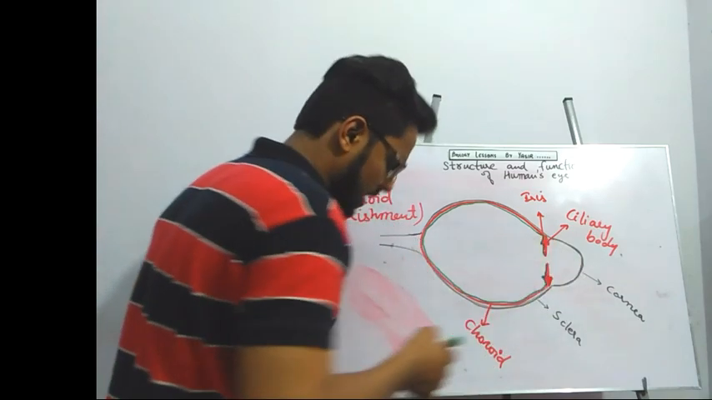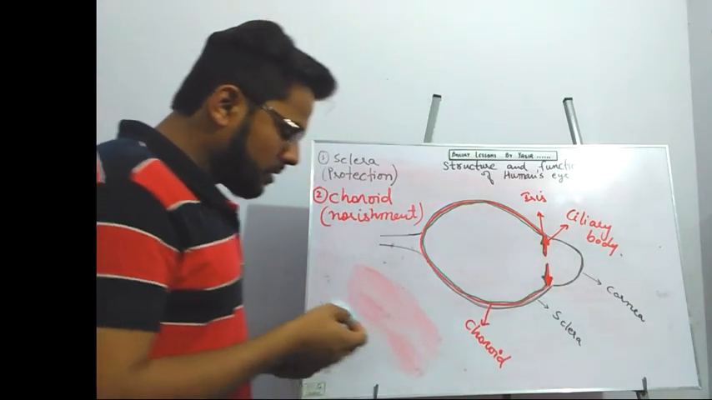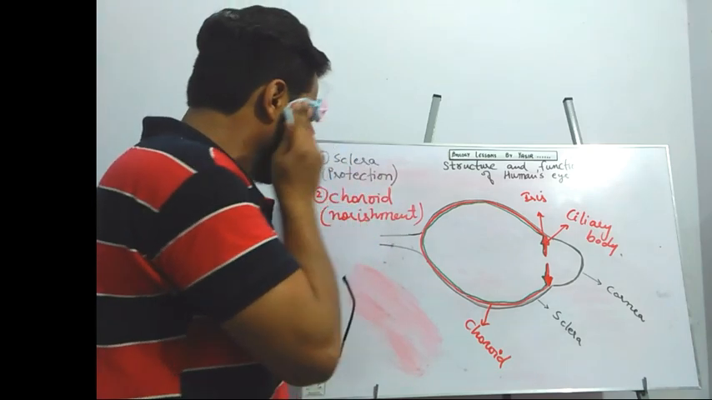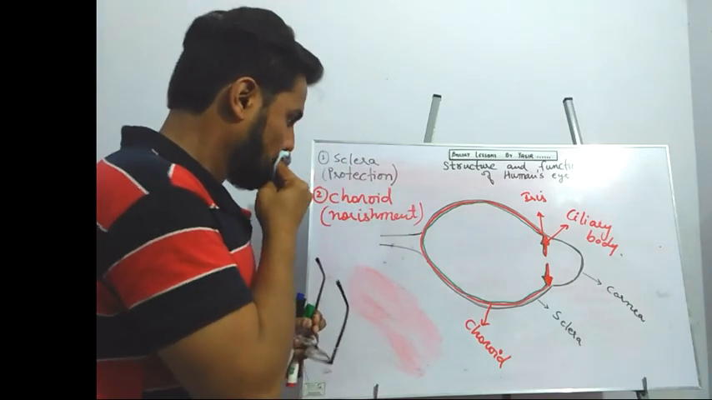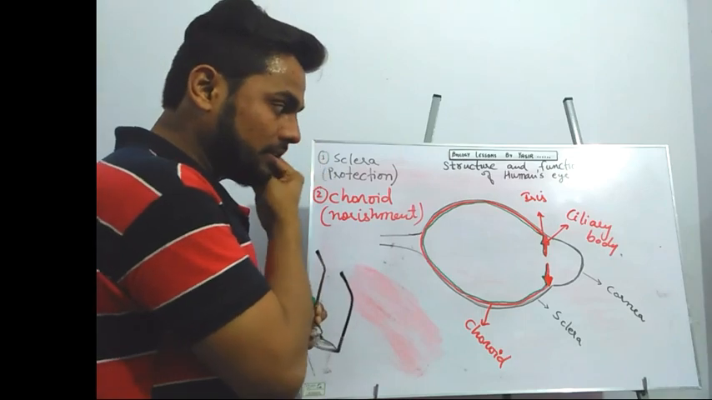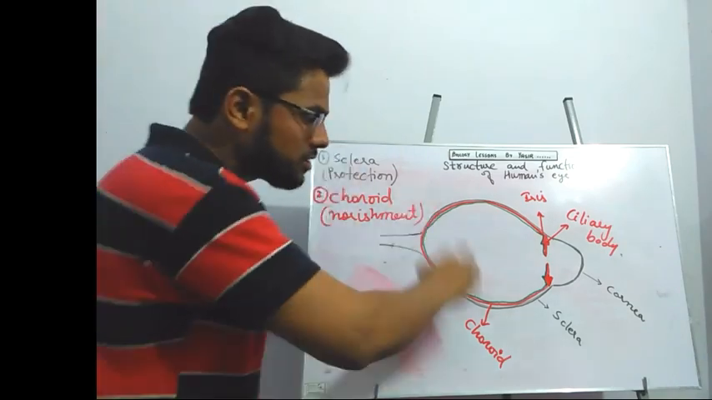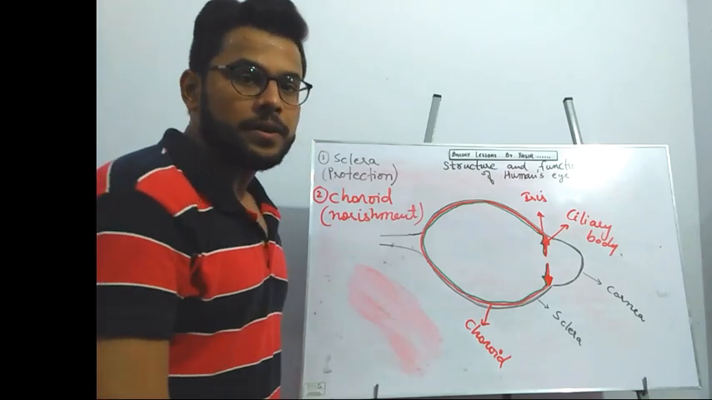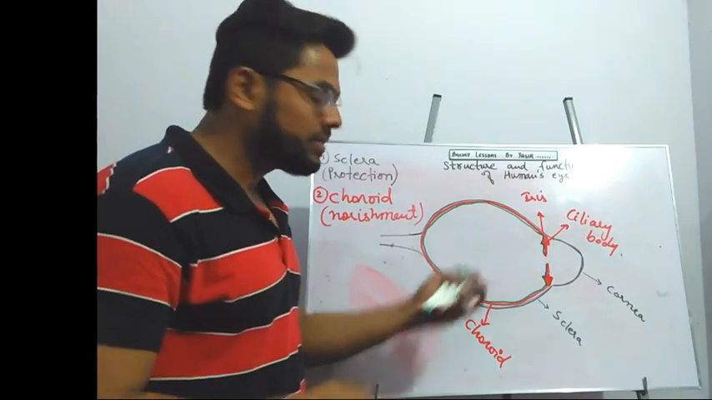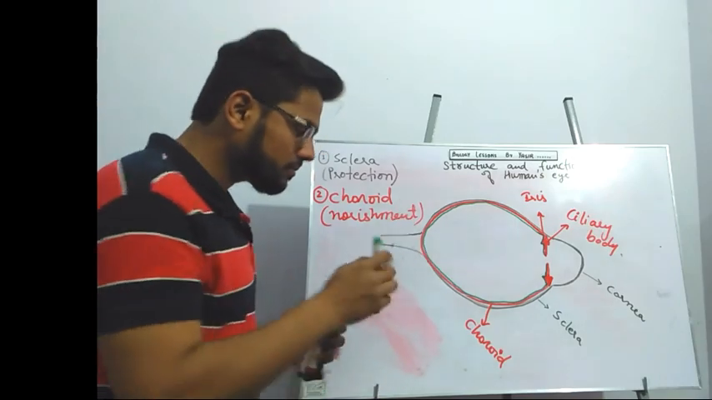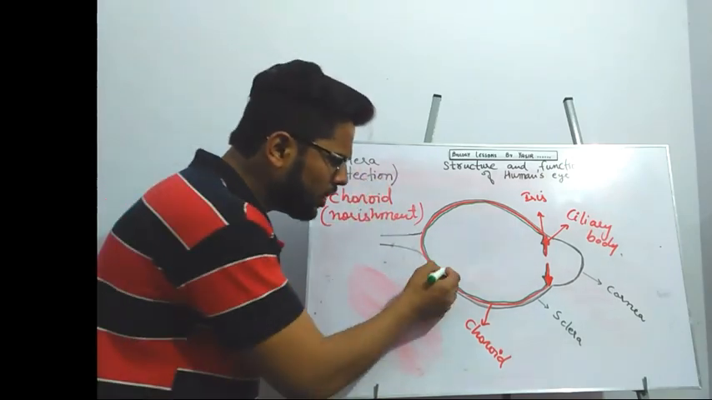This is the retina. Retina is the innermost layer of the eye, and it has the function of production of the image. The actual image is produced with the help of this retina. Retina is made up of two layers.